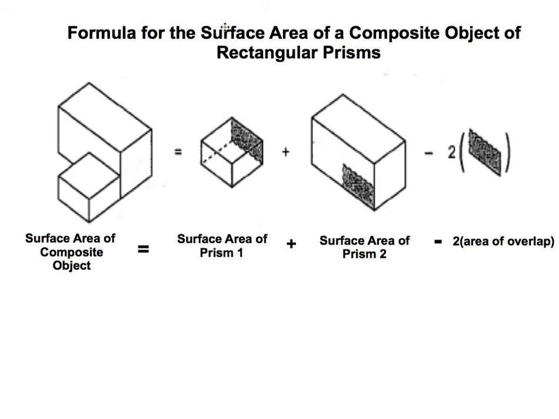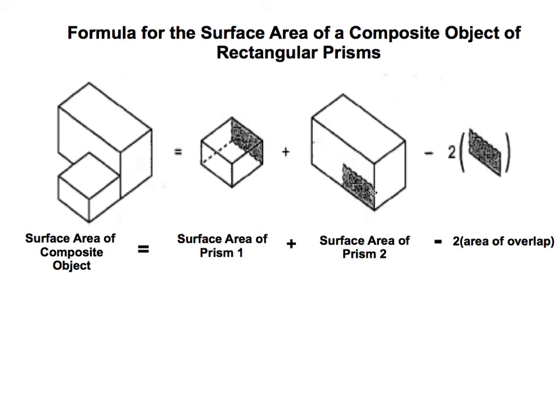So the formula for the surface area of a composite object is, we're going to find the surface area of the smaller prism. We're going to find the surface area of the larger prism. And then we're going to take away 2 of the areas of overlap. So we take the entire surface area of each prism, considered just as a prism, and then we subtract 2 areas of overlap. The reason why we take away 2 of them is because we have to take one area away on this side, but then there's also the same area that would be taken away on the larger prism as well.